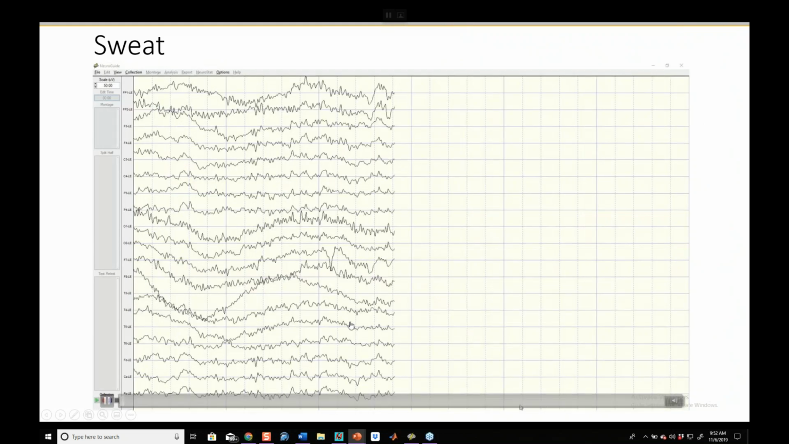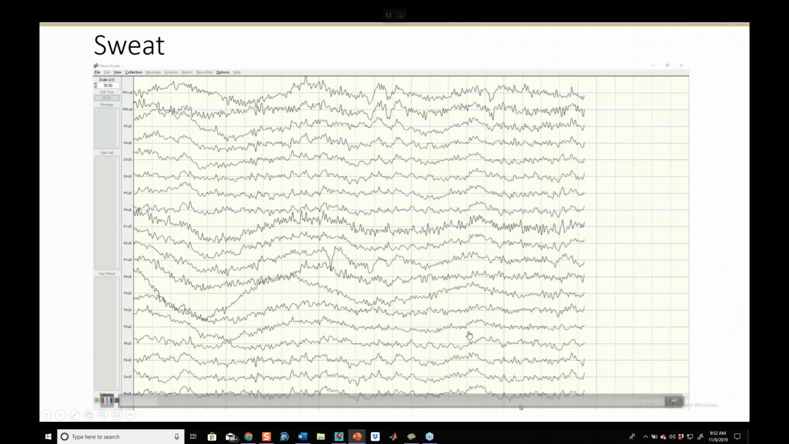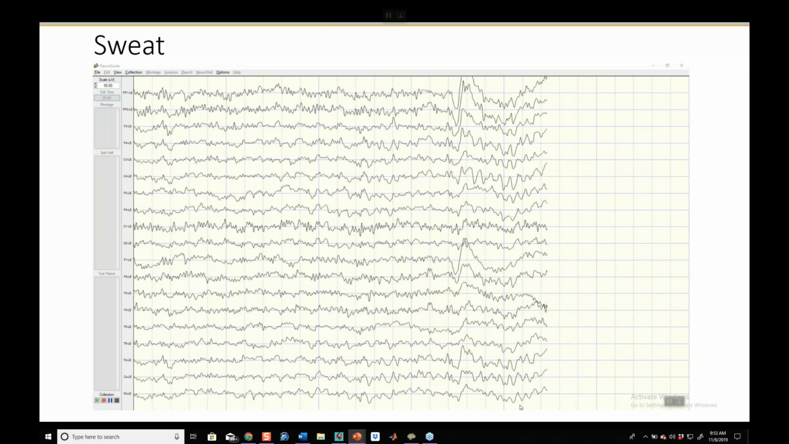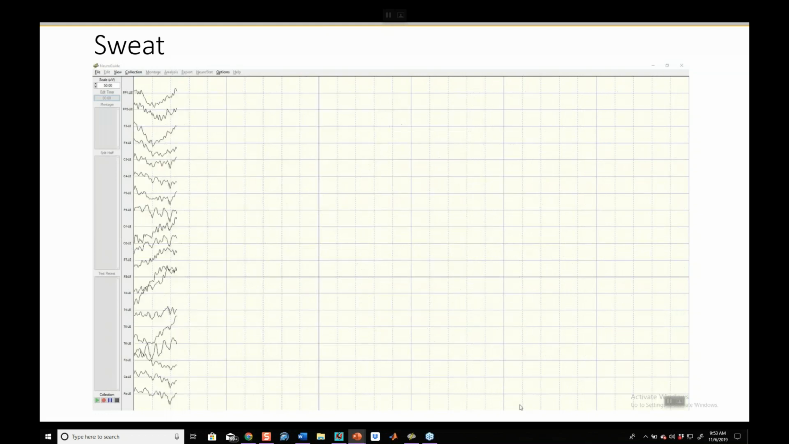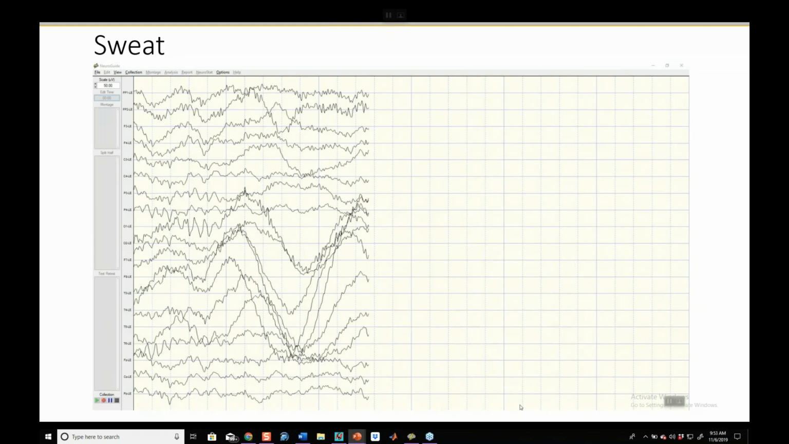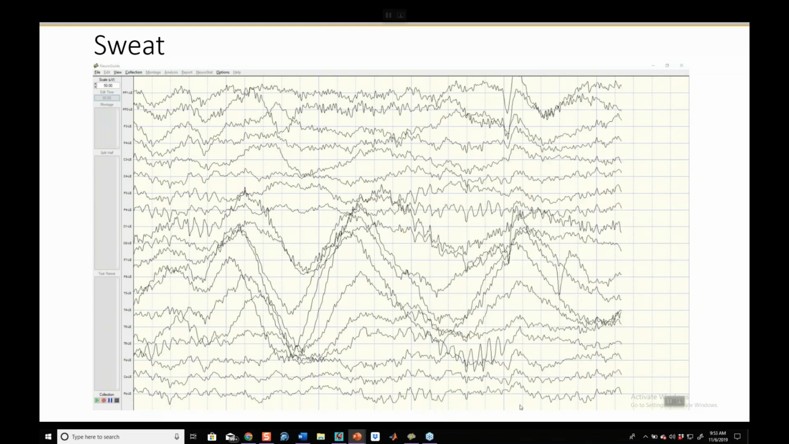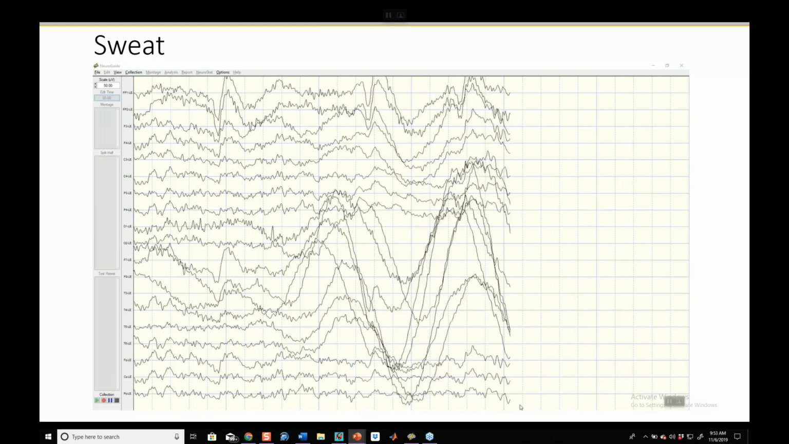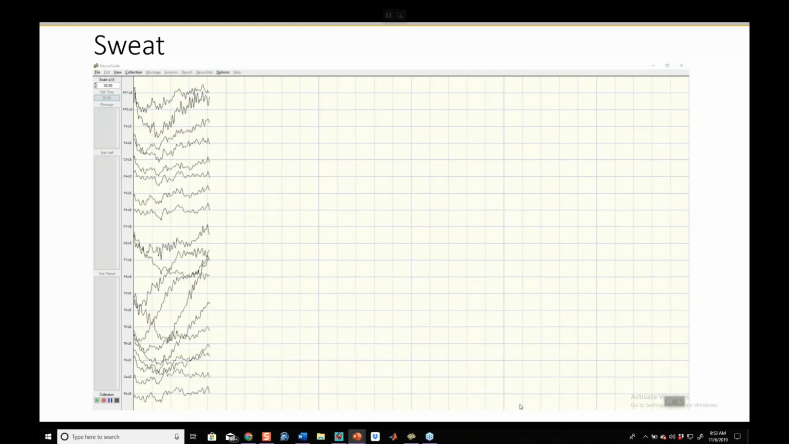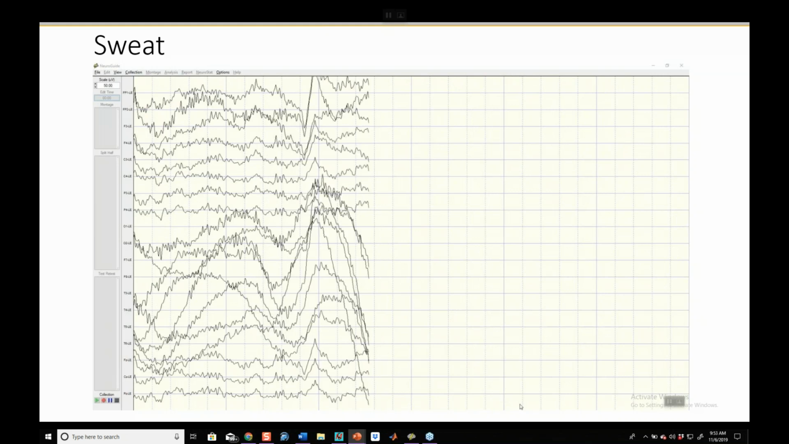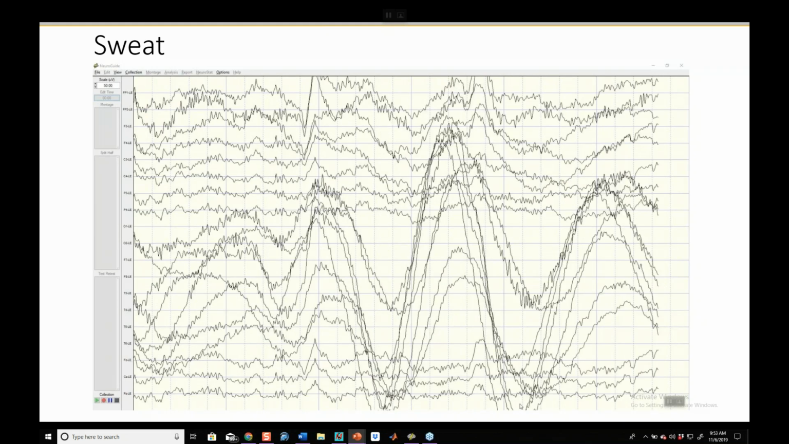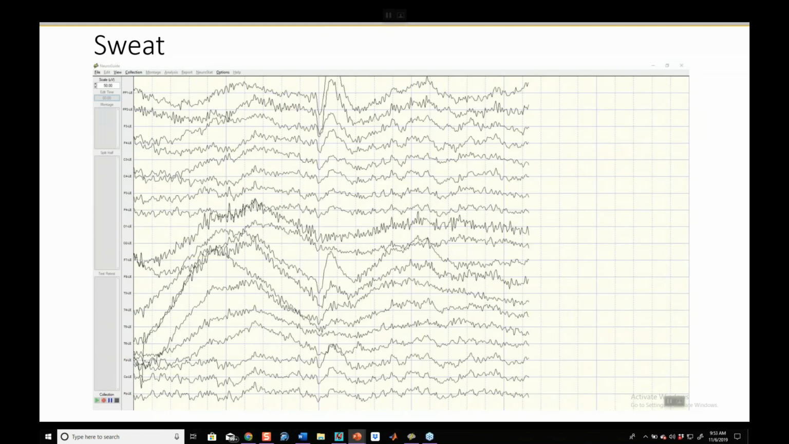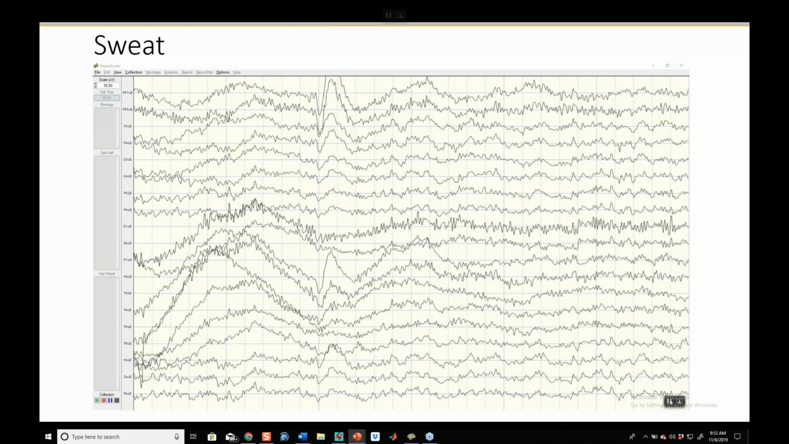Alrighty, so sweat. If you've ever had a non-air conditioned office on a hot day, or you're at someone's house and they're sweating, or someone comes into the clinic and they've just had to climb a flight of stairs, you might get some sweat artifact. And sweat artifact is big and swingy like this. What's happening is that the salt and the wetness, the moisture on their head, is impacting the salt-impregnated paste in the electrodes.